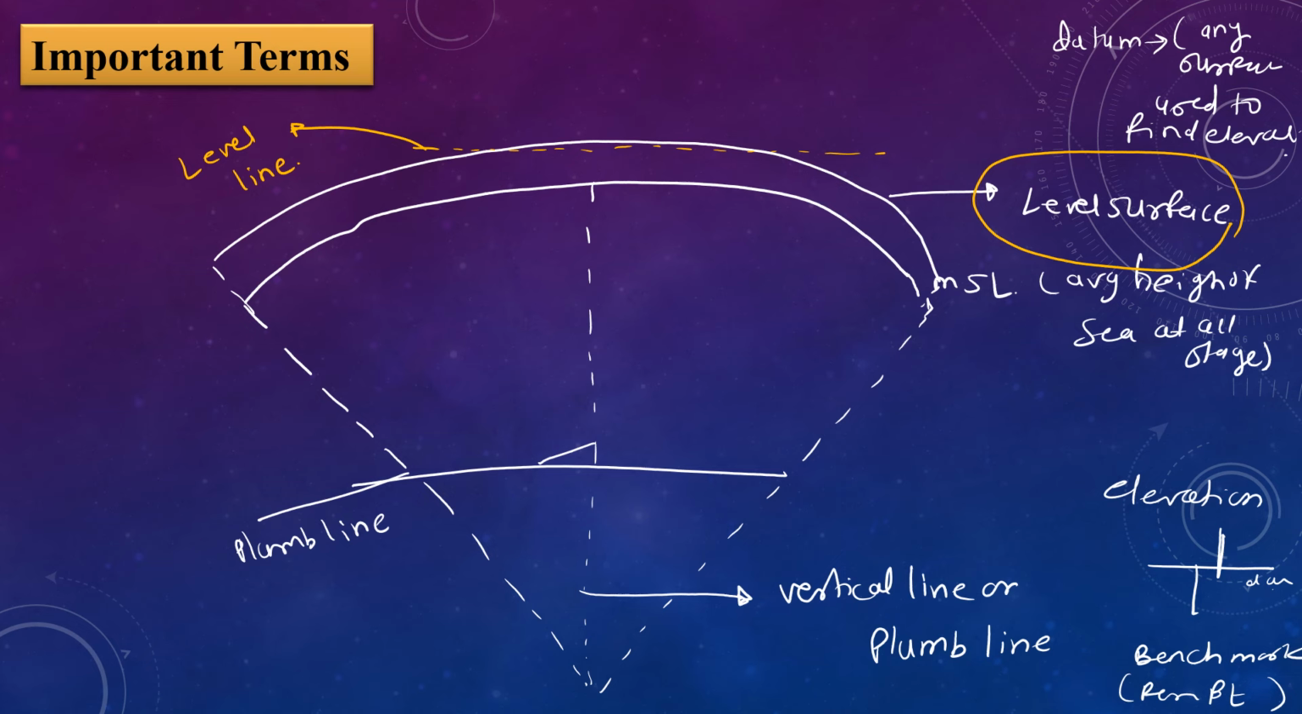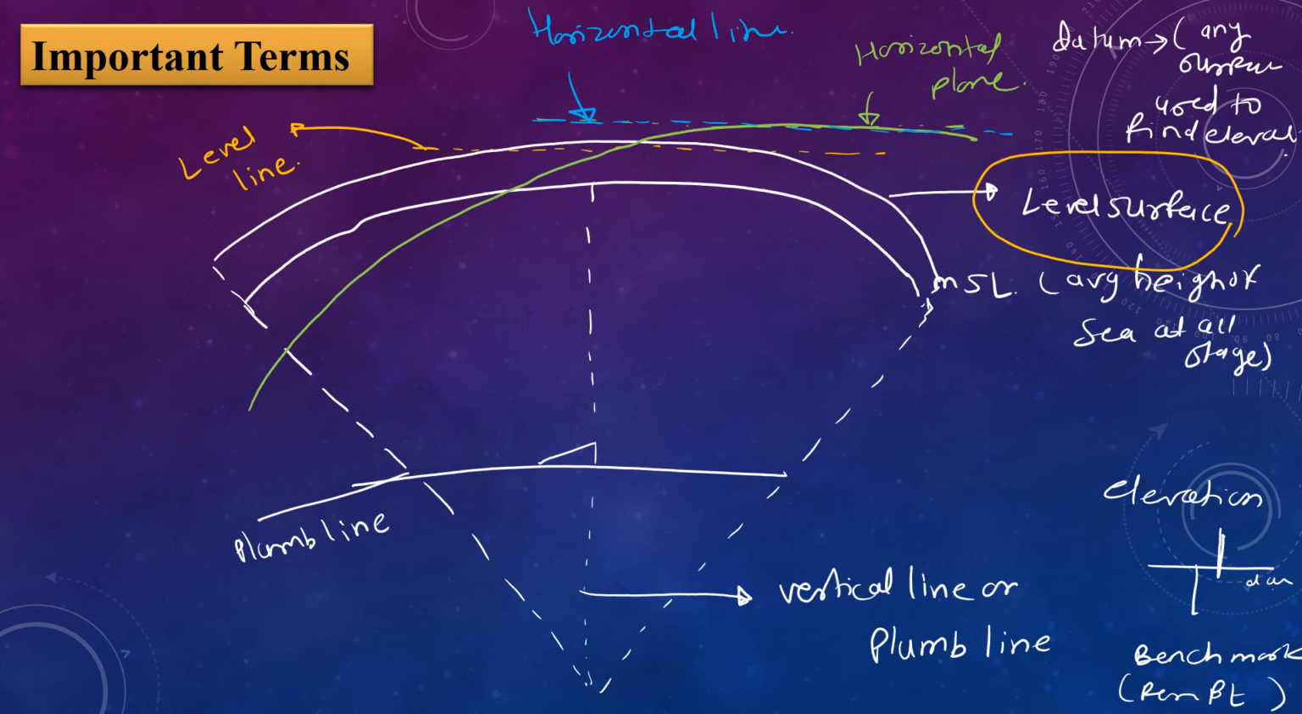Then the plane tangential to the level surface is the horizontal plane. And any line which is drawn on this horizontal plane is nothing but a horizontal line. So this line, which is normal to the plumb line but drawn on the horizontal plane, is a horizontal line. So these are the few important terms related to leveling.